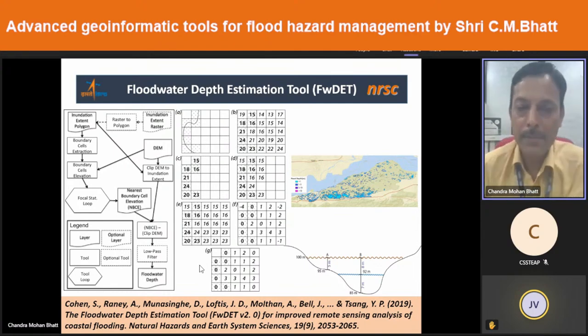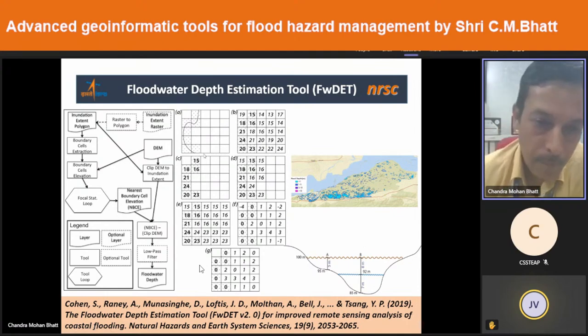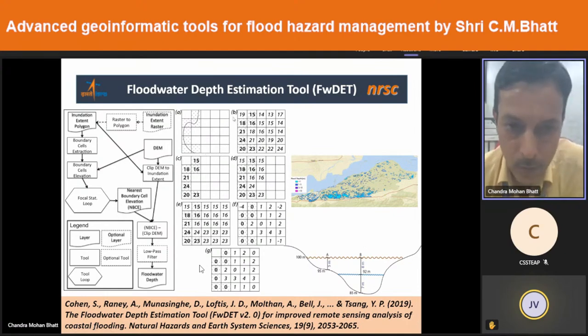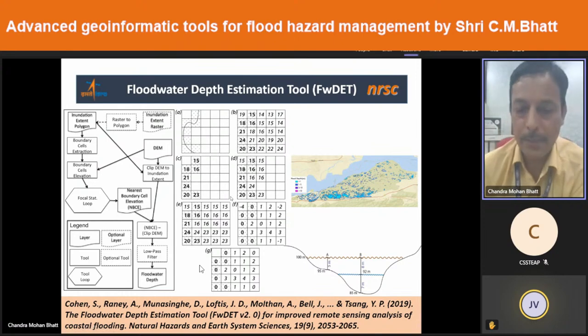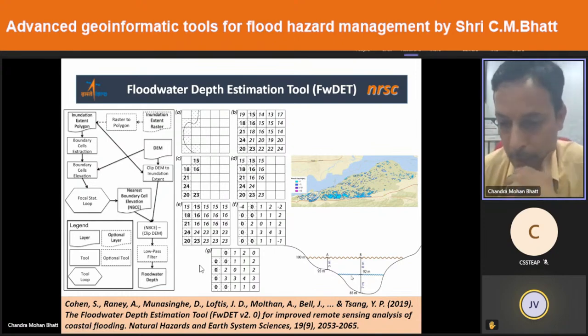So these DEMs allow you to have the estimation of the flood depth. If you have the flood from the satellite data, we can associate the flood polygon boundary with the DEM to get the depth, and then we can subtract the normal depth from the depth of the flooding to get the flood depth and have our flood depth assessment.